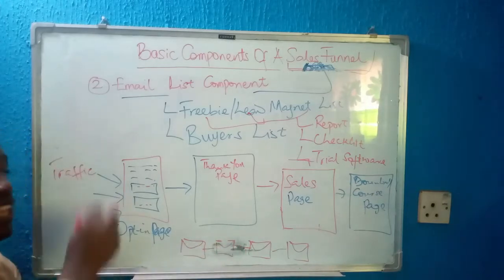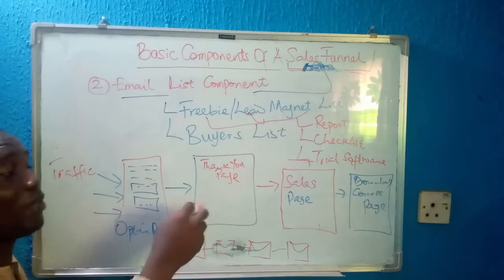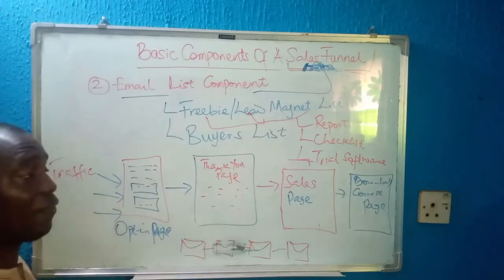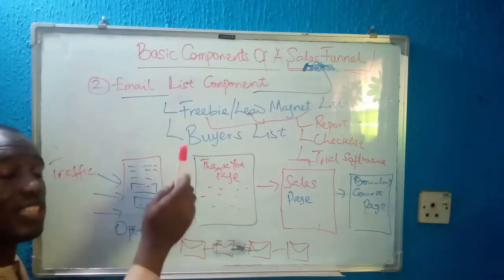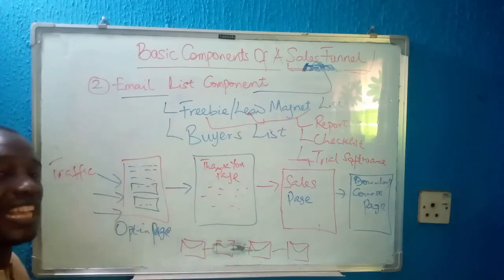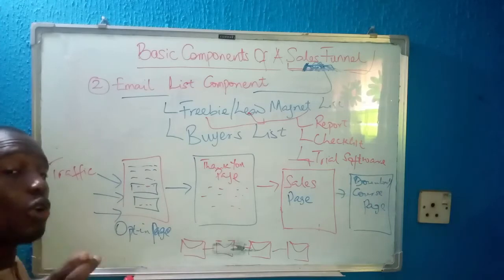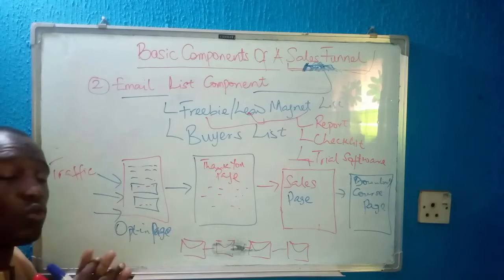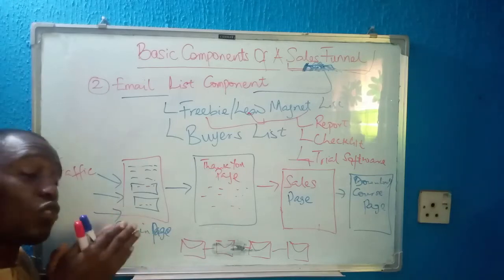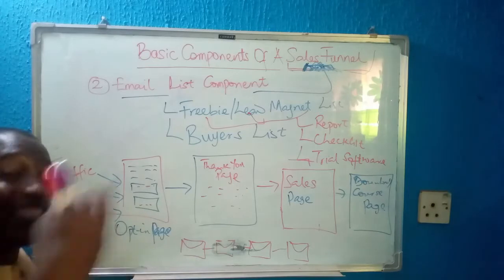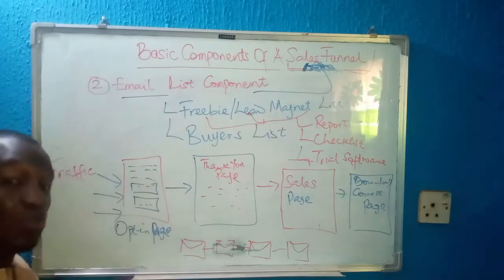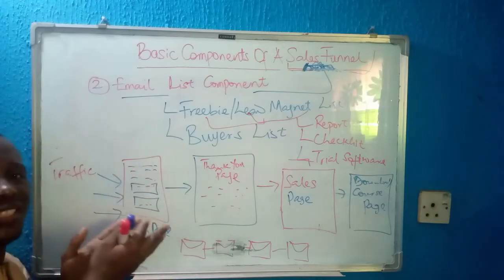Okay, so after the opt-in, you get a thank you page. This thank you page now contains instructions: check your email, and so on. For some, when you come here, they tell you to check your email and click the confirmation link. That's what we call a double opt-in. A double opt-in is a kind of email marketing setup to ensure that the person who requested the lead magnet is actually interested in that lead magnet.